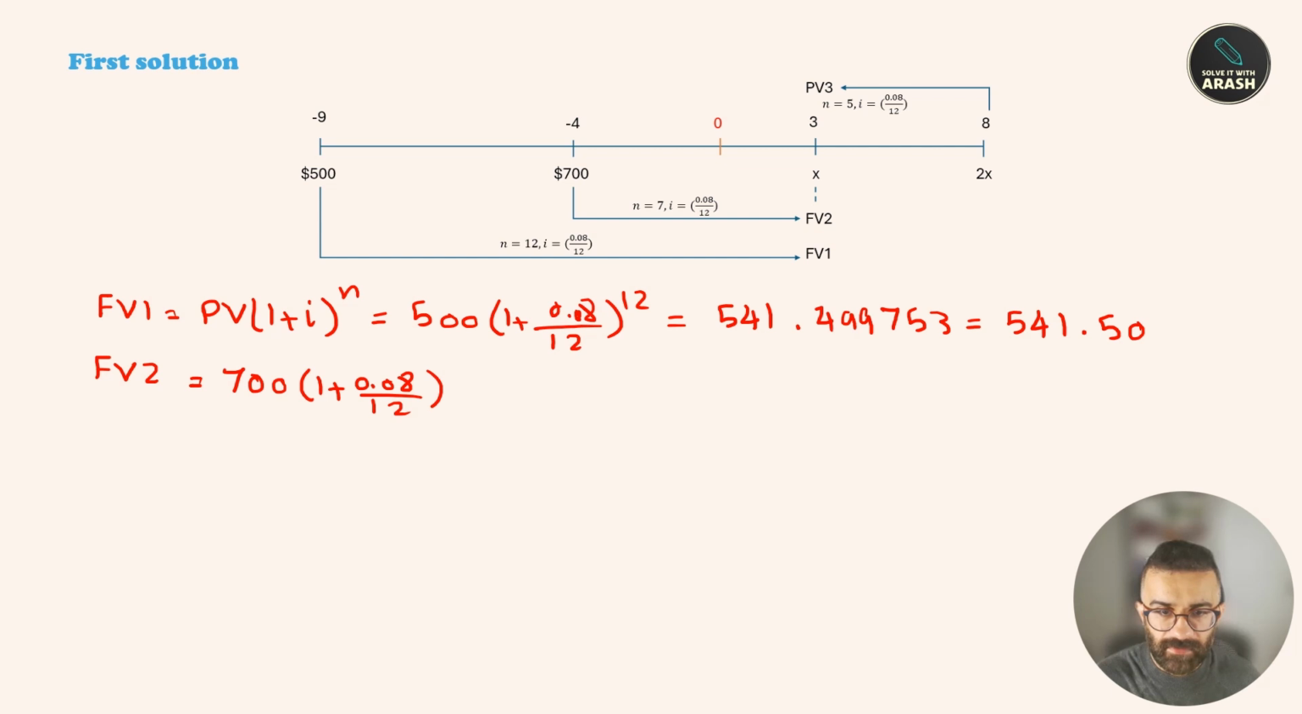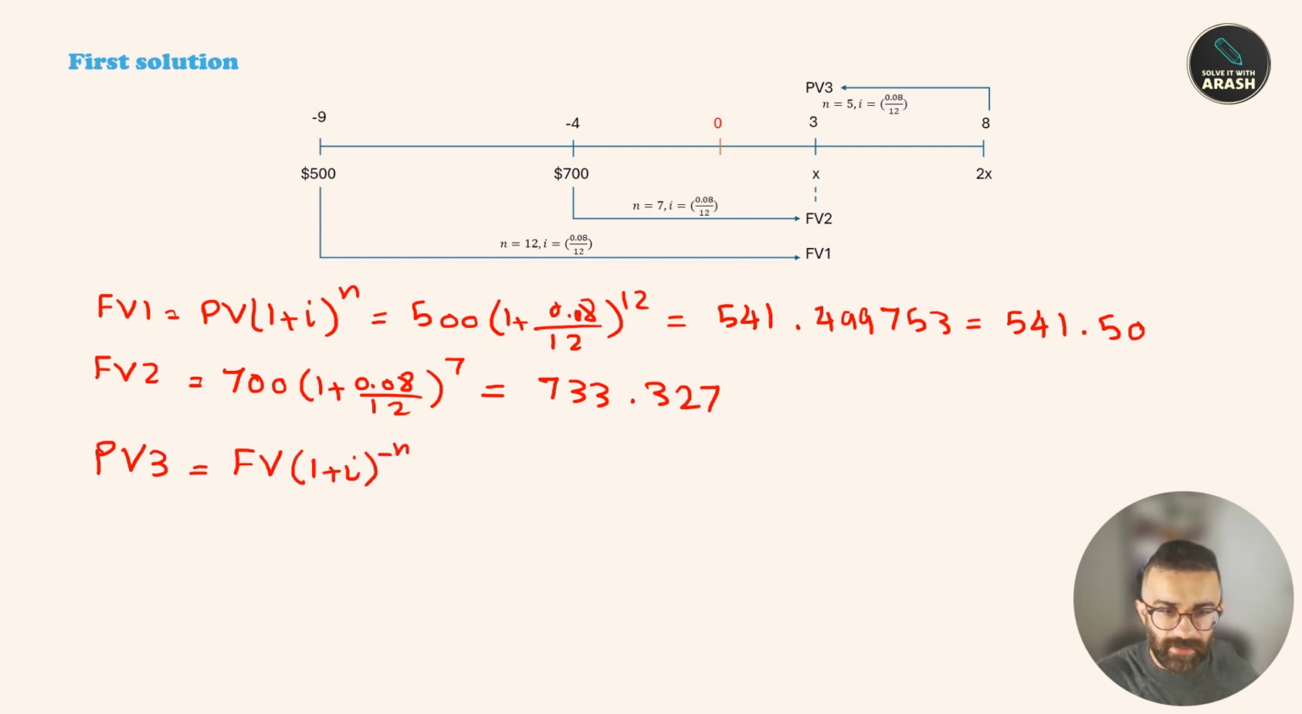700 has a future value of FV2, and it's calculated as 700 times (1 plus 0.08 over 12) to the power of 7. Rounded to 3 decimal places, the answer is 733.327.